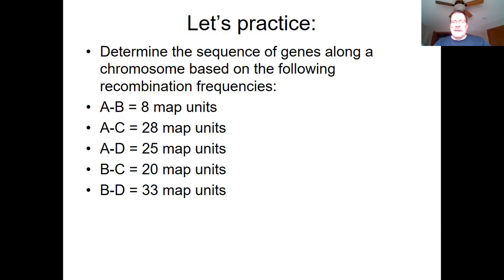Thank you for pausing. If you did it correctly, then you would notice that, and I don't care whether you put D on the left or C on the right, but D, A, B, C or C, B, A, D, either way works. Obviously the 8 map units were the two that were closer together, that put A and B together. Then you had to look at the A versus C, the A versus D, and the B versus C and get that figured out.